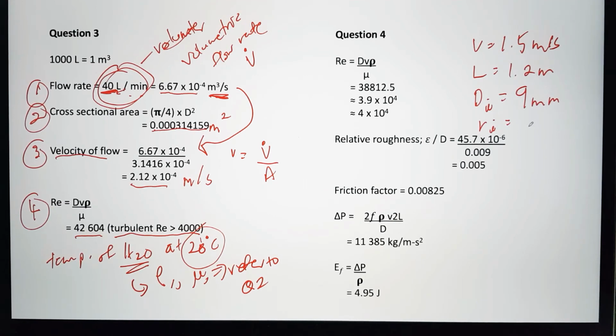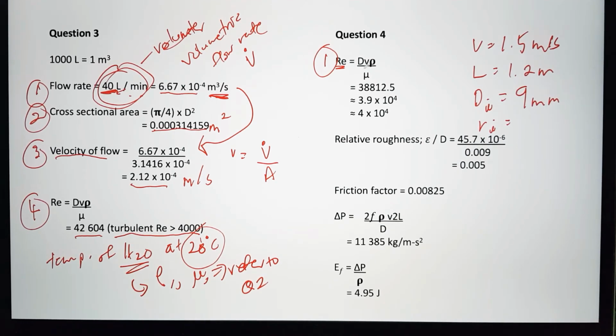Calculate the energy loss due to the friction. Use the Moody diagram to solve this particular problem. What you are going to do involves 5 steps. The first step is you need to calculate the value of Reynolds number, equals to dV rho over mu.